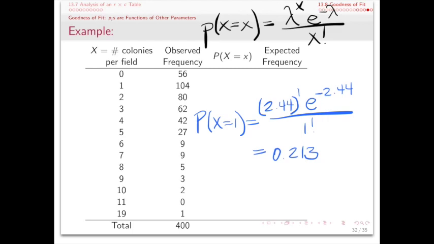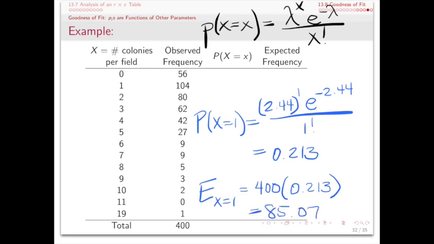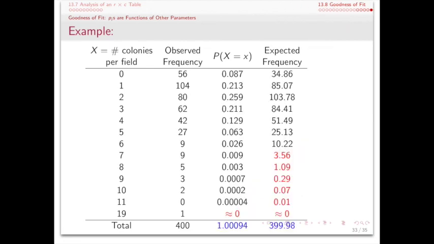But then notice also we can compute our expected frequencies. If I want the expected frequency for when x is equal to 1, I'm going to take my 400 observations and multiply by 0.213, and we'll get 85.07. So that will be the corresponding expected value for when x is equal to 1. Again, we'll do that for all possible categories, and we can complete our table as follows.